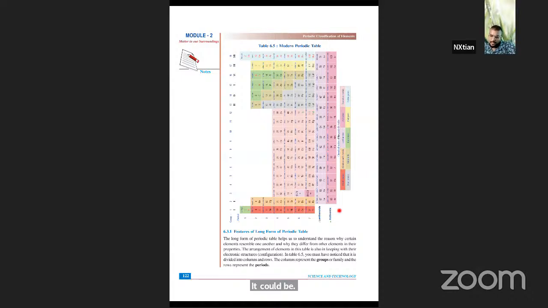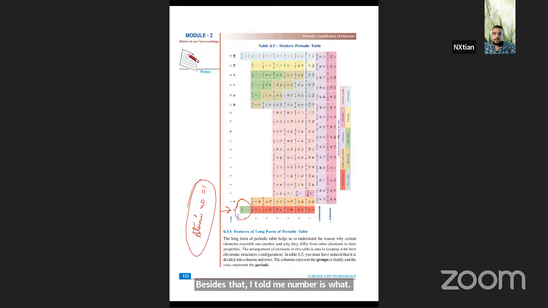Okay. So if you see it, this is hydrogen, helium, lithium, sodium, potassium, rubidium, cesium. Hydrogen is in group number one. Why? Because the atomic number is one. And this has atomic number two. So 3, 4, 5, 6, like this, and we find it out.